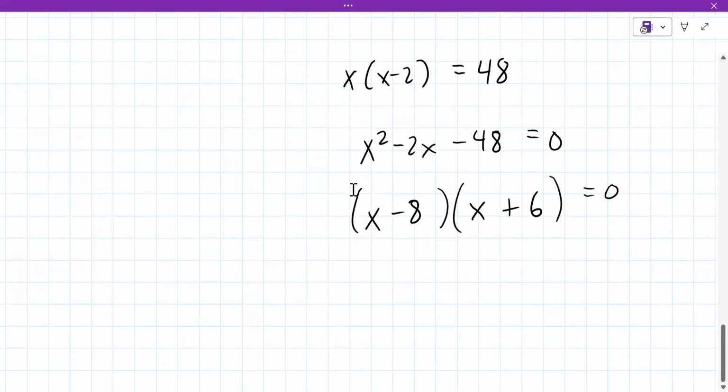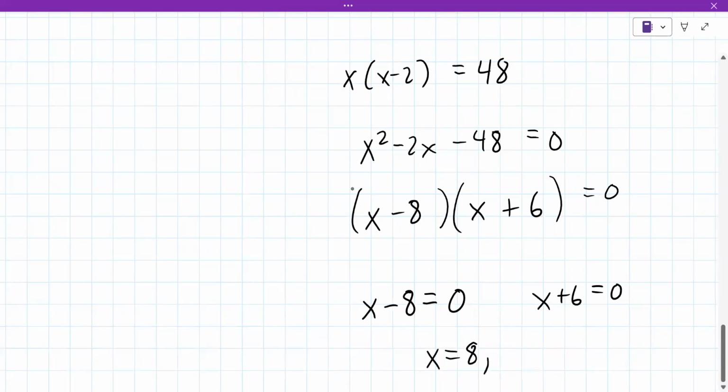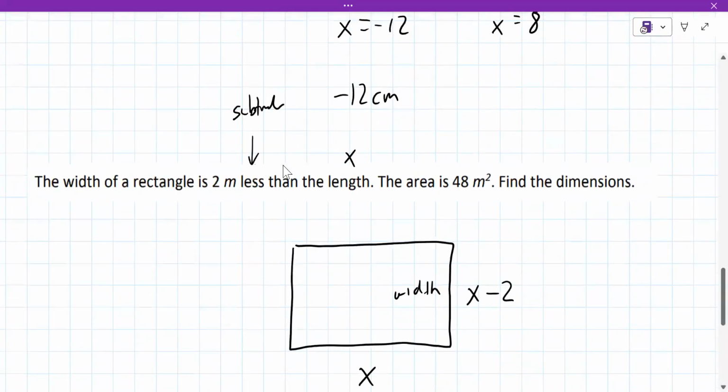All right. So now set each of these equal to 0, and you have to solve each of them. X equals 8, x equals negative 6. Okay. Which one makes the most sense to use in the context of a problem like this? With length, speed, positive or negative? Positive, 8. So it has to be the 8.